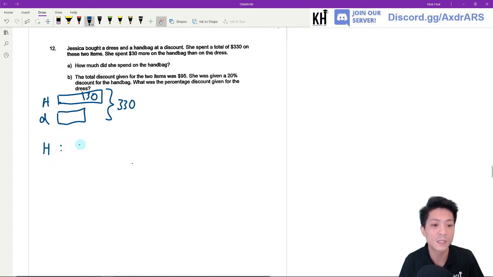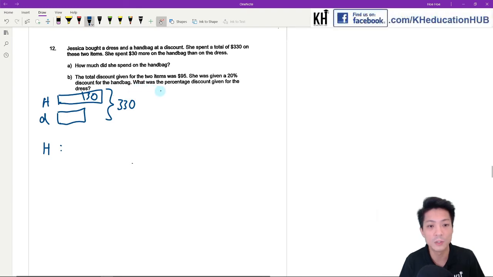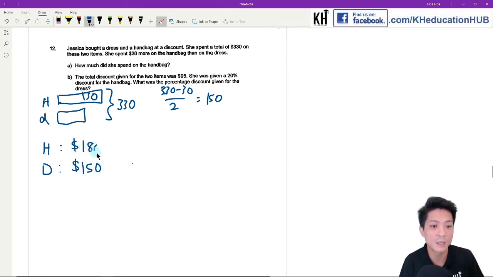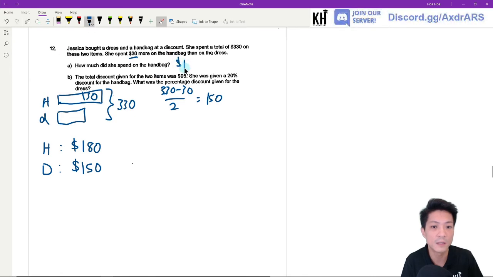Okay, you will figure out that the handbag would be, or you can do the dress first. Okay, 330 minus 30 divided by 2. This will give you 150. Okay, if the dress is $150, it means that the handbag will be $180 because it is $30 more. Okay, so the answer for part A is $180.